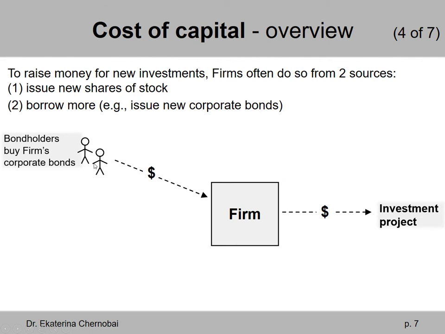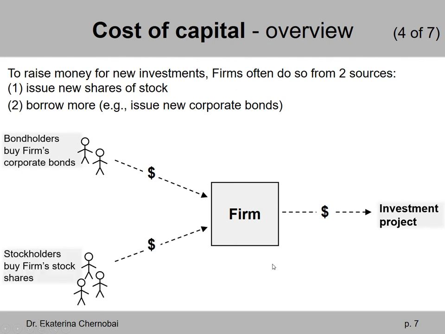Okay, so there are investors that buy our firm's bonds, so they provide money to the firm in exchange for corporate bonds. Then there are other investors, stockholders, who buy firm's stock shares. So that's another source of money for the firm. The firm issues shares of stock, investors buy them. In return, the investors pay money to the firm.